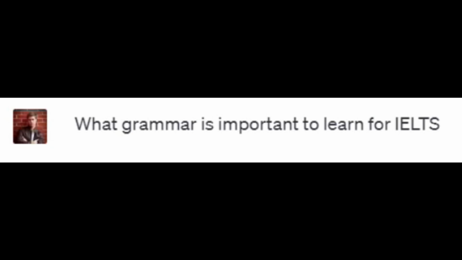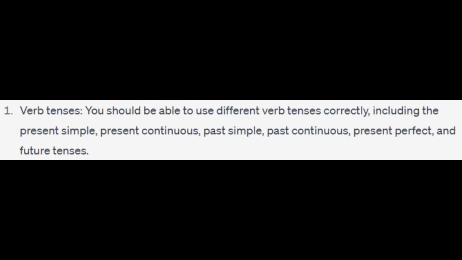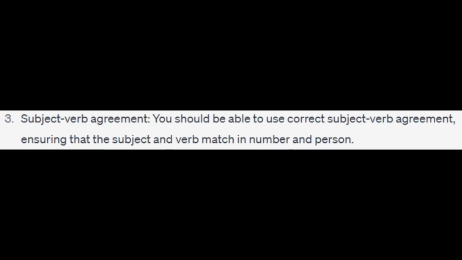What grammar is important to learn for IELTS? There are several key grammar areas that are important to learn for the IELTS test. Verb tenses. You should be able to use different verb tenses correctly, including the present simple, present continuous, past simple, past continuous, present perfect, and future tenses. Articles. You should be able to use articles, a, an, the, correctly, including when to omit them and when to use them in singular and plural nouns. Subject-verb agreement. You should be able to use correct subject-verb agreement.